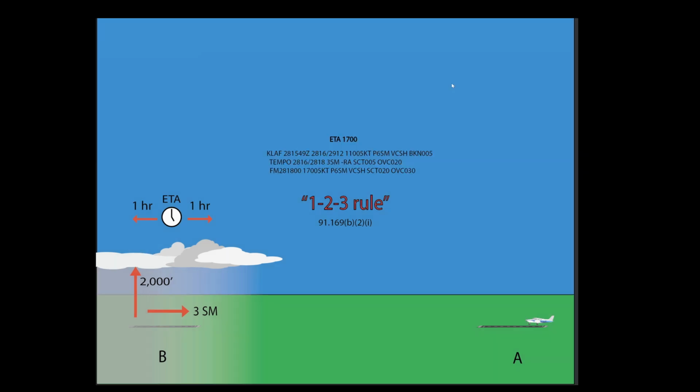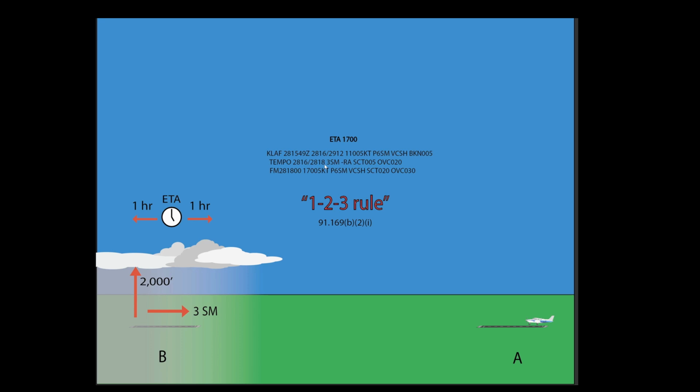Alright, one more example. We're going to LAF. I think that's Lafayette, Indiana, not sure. ETA 1700 Zulu. So we need to look at 1600 to 1800 and see if we meet the requirements. Well, conveniently, there's this chunk right here from the 28th at 1600 to the 28th at 1800. That's the exact time period we need.